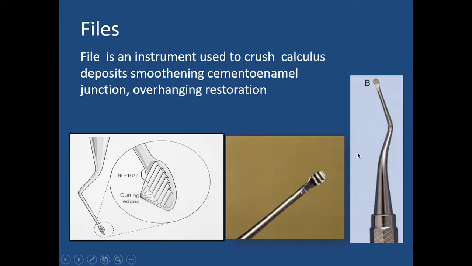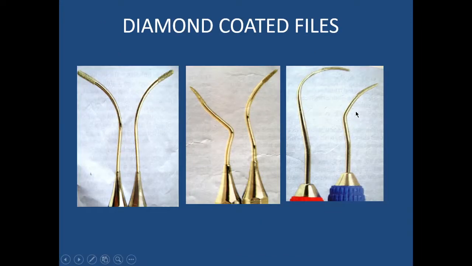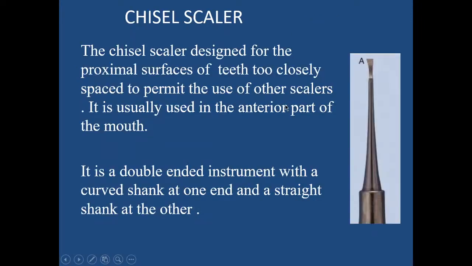Periodontal file, just like the bone files, but smaller, for the periodontal aspect. This part is small enough to be inserted between the gingiva and the tooth, not large like the bone file of the surgery. And then the diamond coating file, like the pearls, is used for softening and smoothing of the cementum.